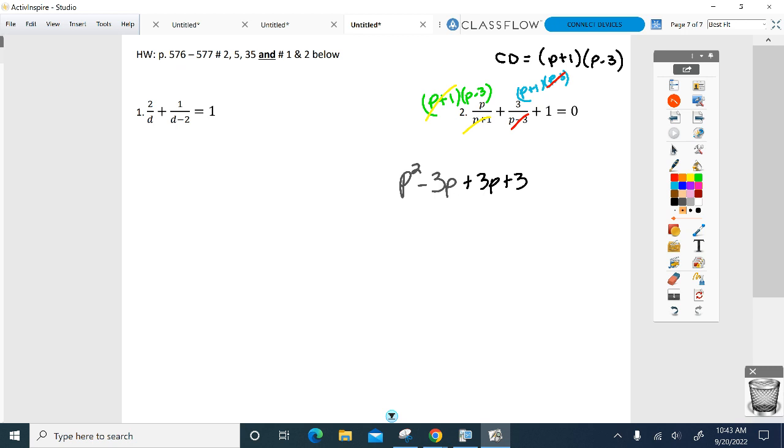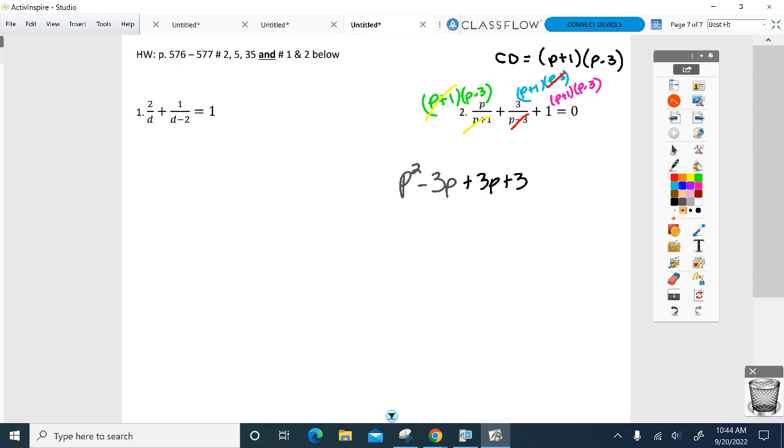You see the 1? You can't just ignore it. It still has to be multiplied by the common denominator. You can't just overlook it because it is a fraction. It's 1 over 1. So I still need to multiply it by p plus 1, p minus 3. And for the first time today, is anything going to cancel?